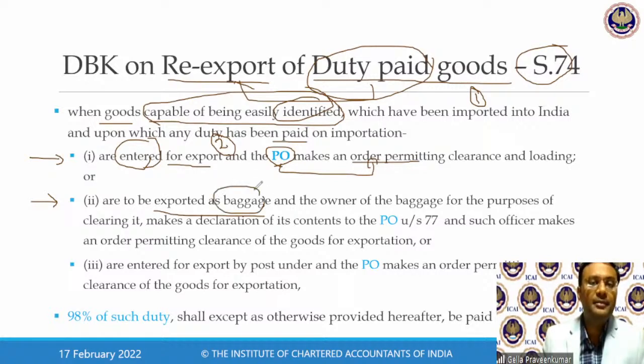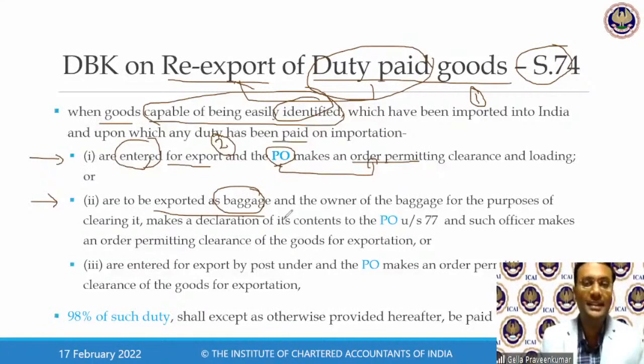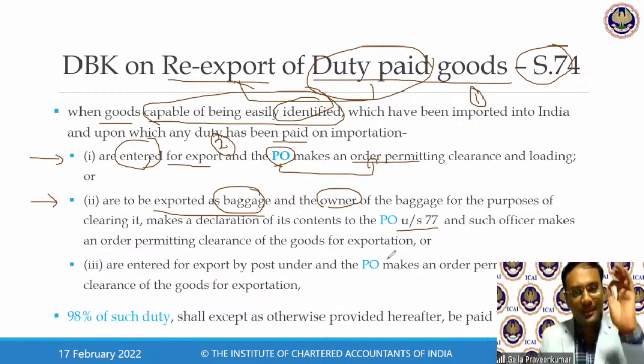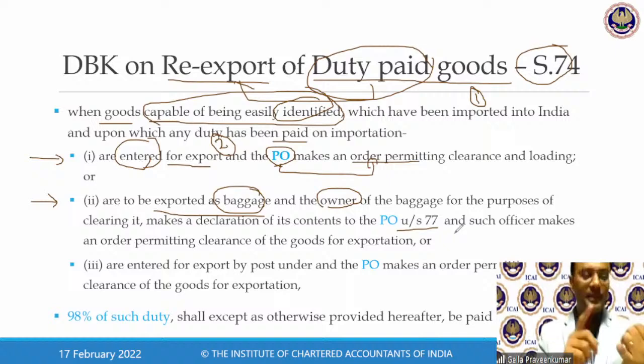Now, this term baggage, whenever I use the term baggage, please remember the example of a bicycle. These goods are exported as baggage, and the owner of the baggage, for the purpose of clearing, makes a declaration under Section 77 to the proper officer. Students, please keep in mind, Section 77 is a very, very effective mechanism where a declaration is made by a person. This person could be of Indian origin. This person could be of foreign origin.